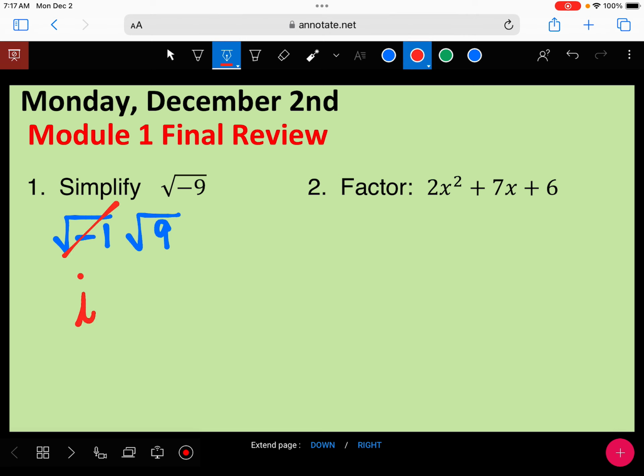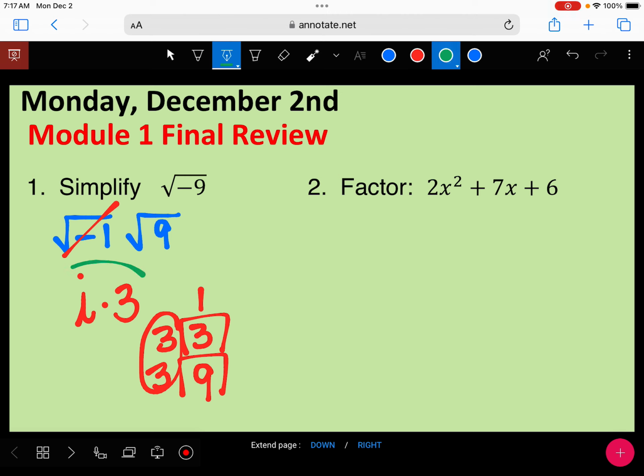Does anybody know what the square root of 9 is? It is 3. If you were to make a cake with 9, you can divide it by 3 twice. So you have a pair of 3s, so this would be i3, or you could say 3i. Same thing. That's your answer to number 1.